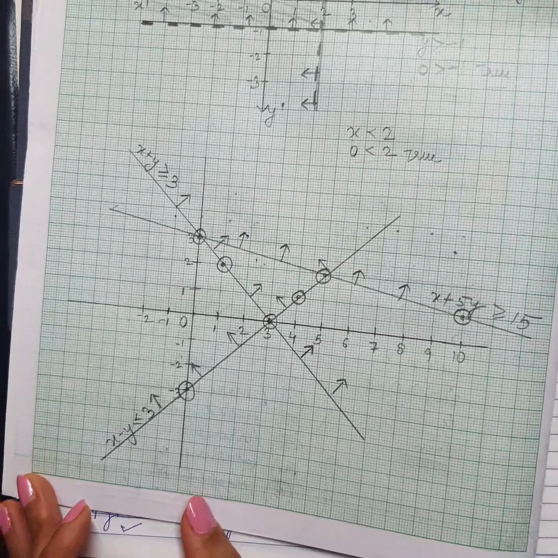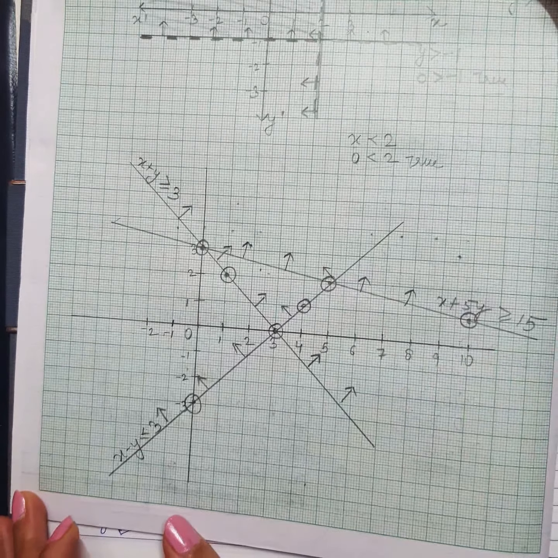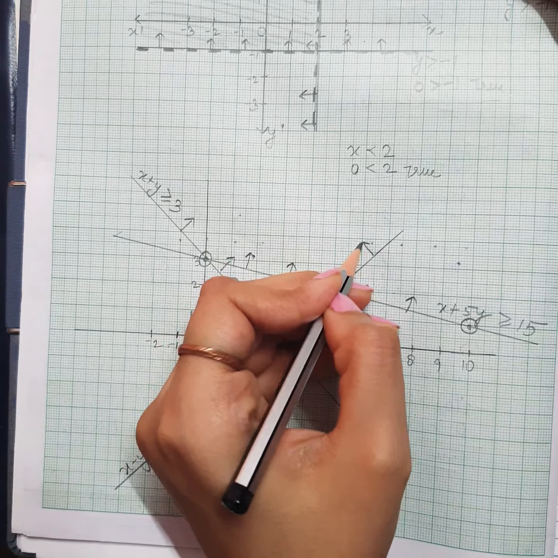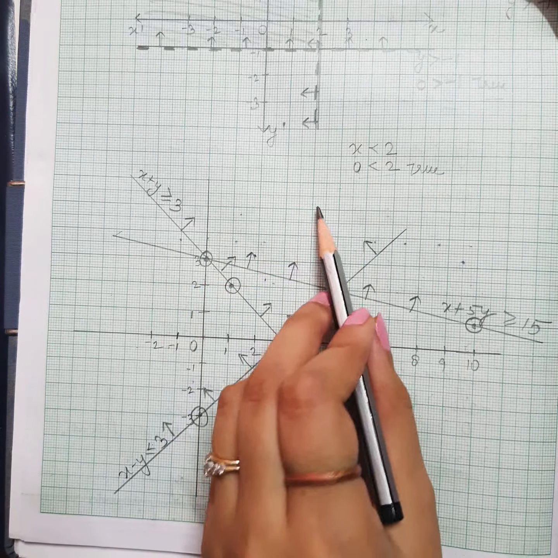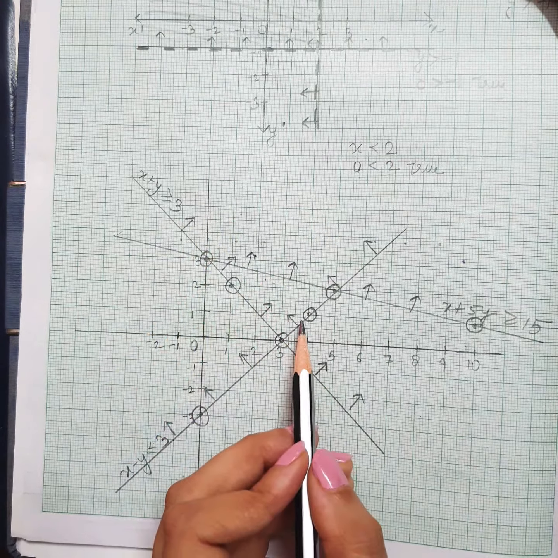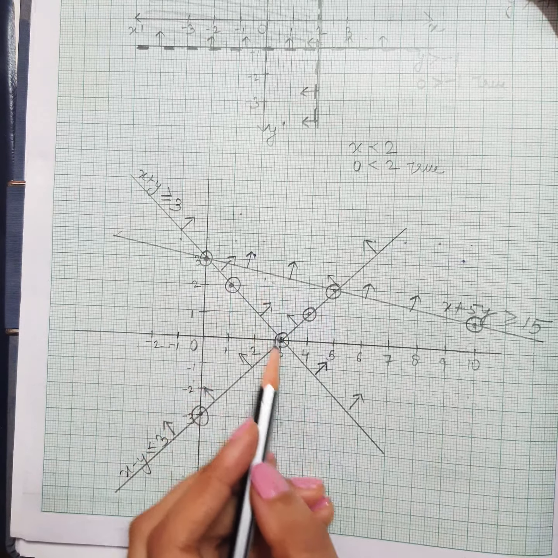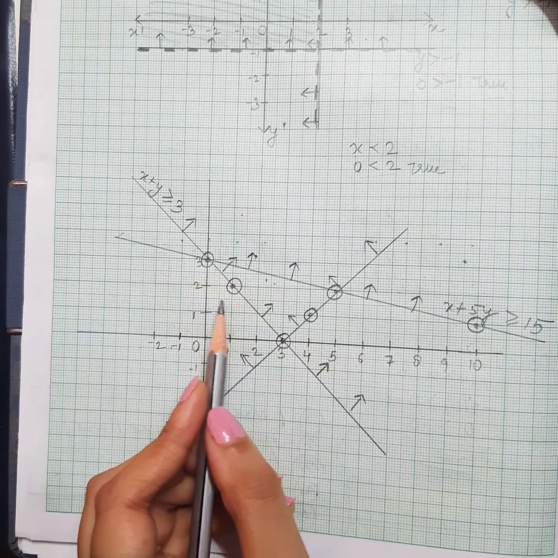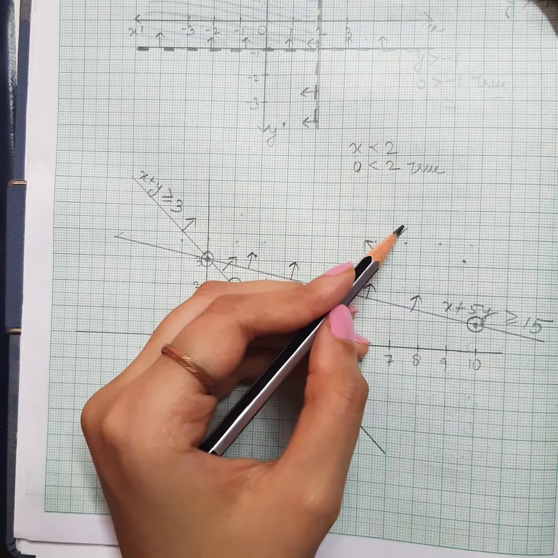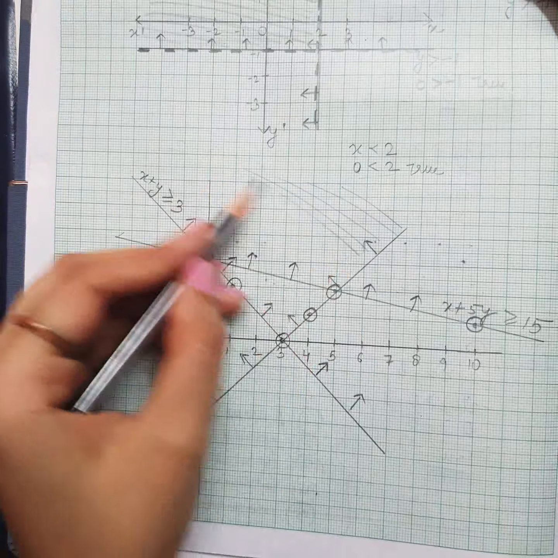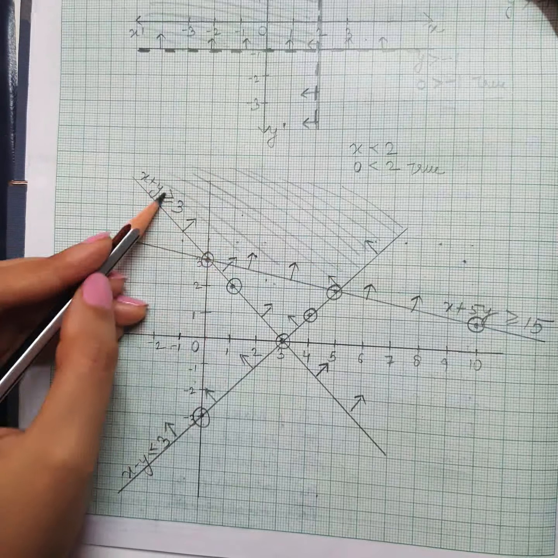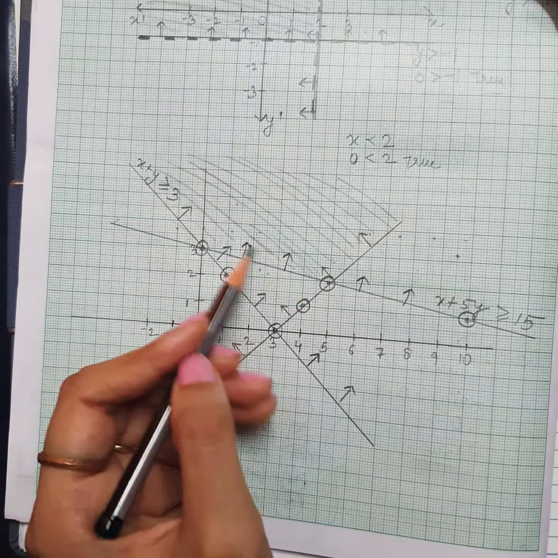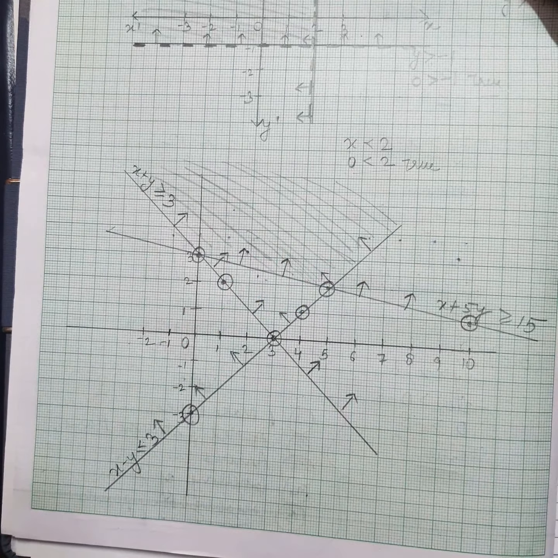Okay. Now it is time to see the common area. This whole line, the shade is here, upwards this side. So this is also not a common place because the shade is upwards for this particular line. And so the shade will be this portion. This is the required solution of the given system of inequations.